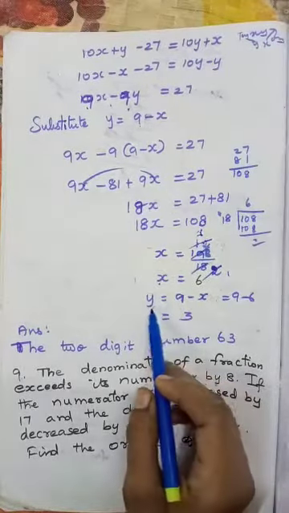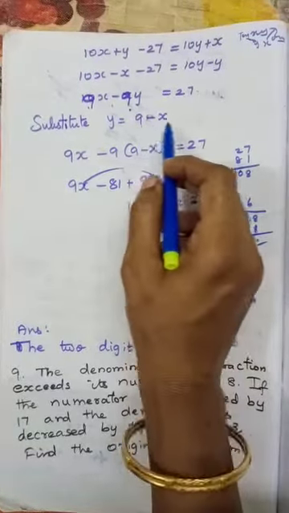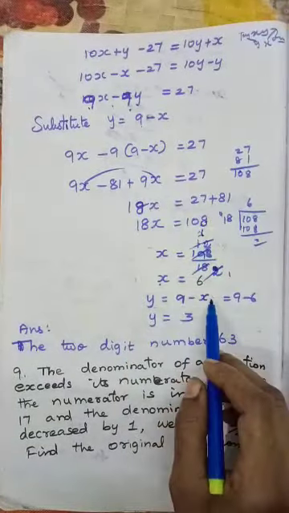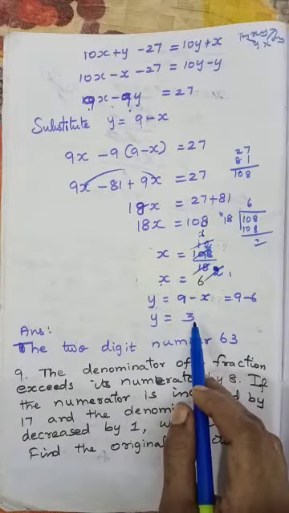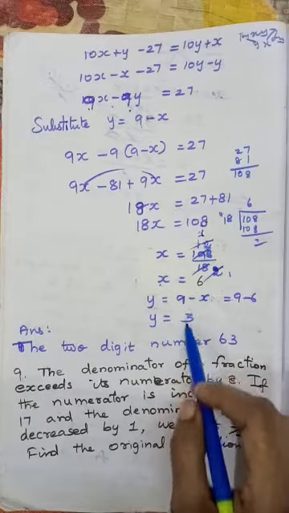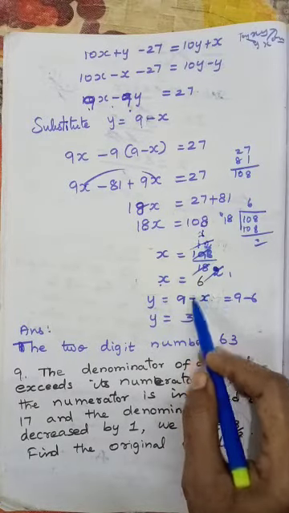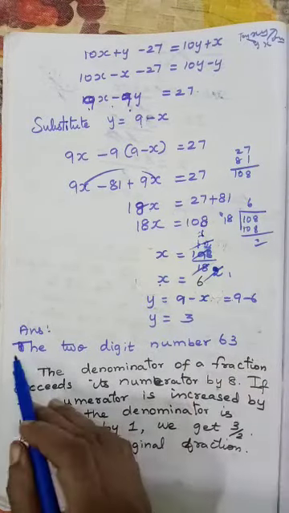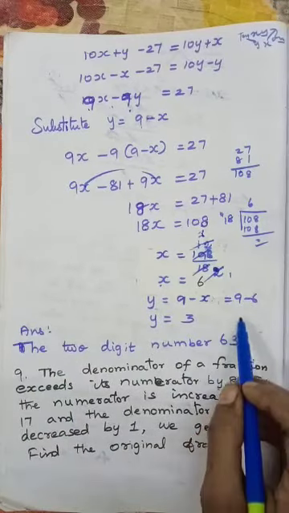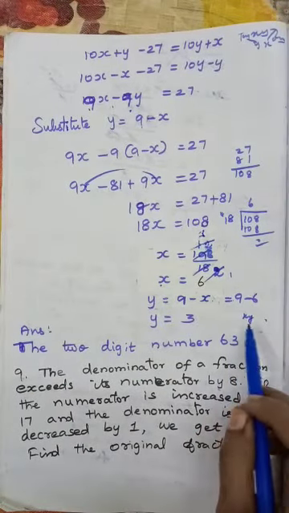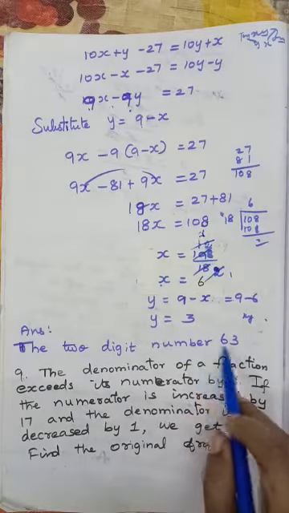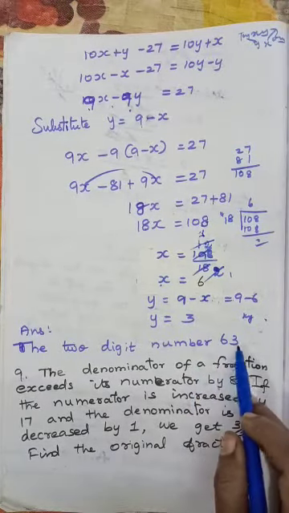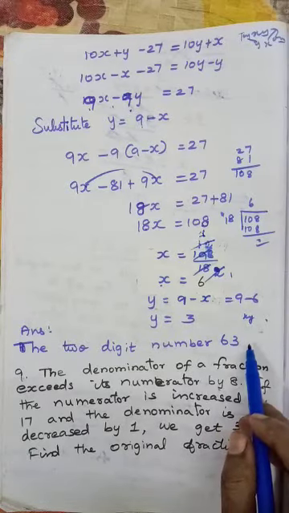Now we need the y value. Y is equal to 9 minus x, we know. So 9 minus x is equal to 9 minus 6. Y is equal to 3. Now we found the x and y values. So the 2-digit number is xy, 6 for x and 3 for y. So 63 is the 2-digit number.